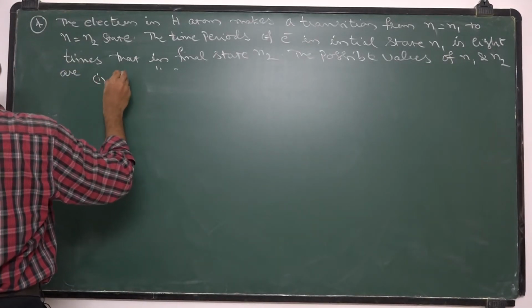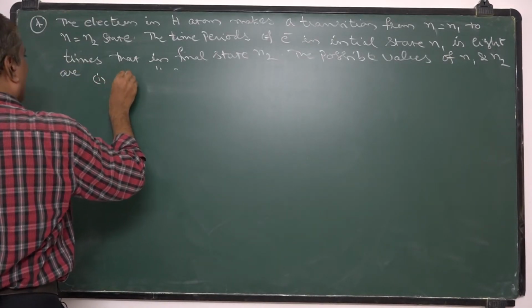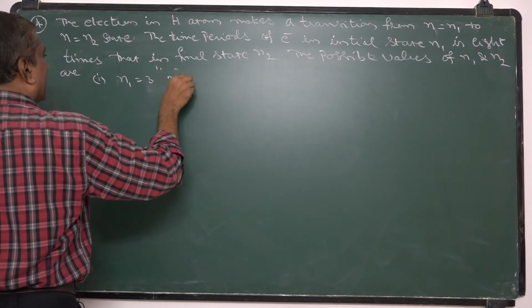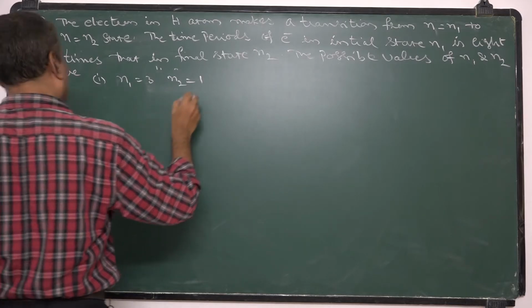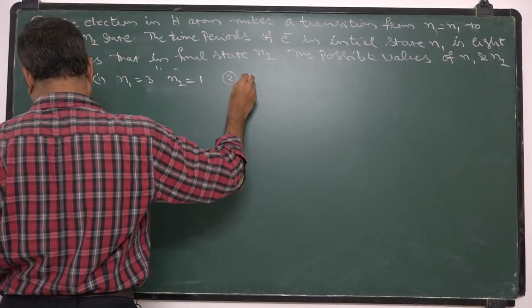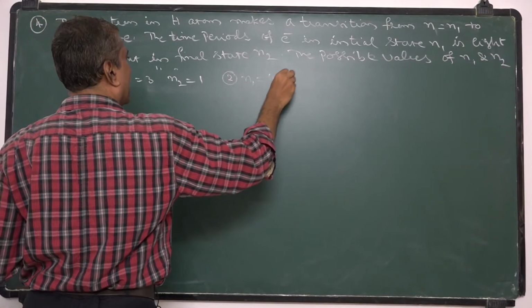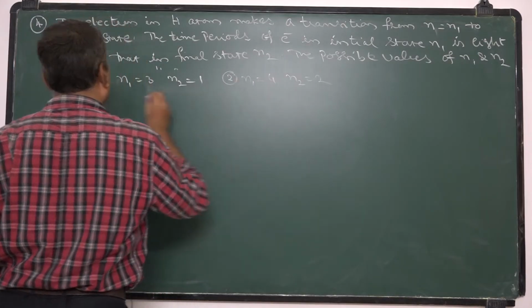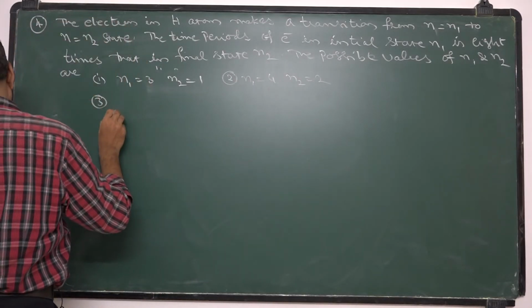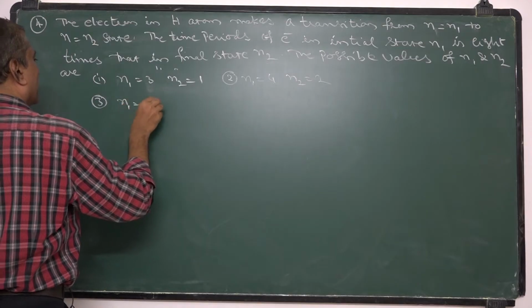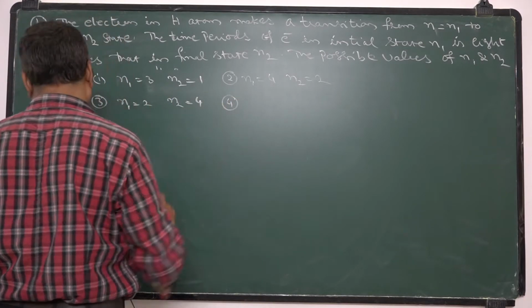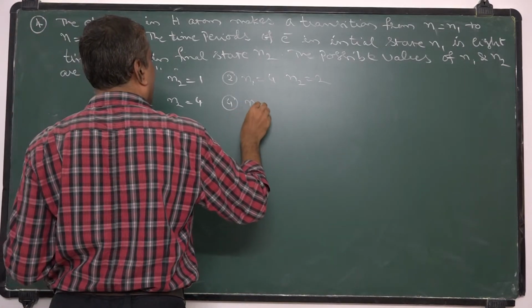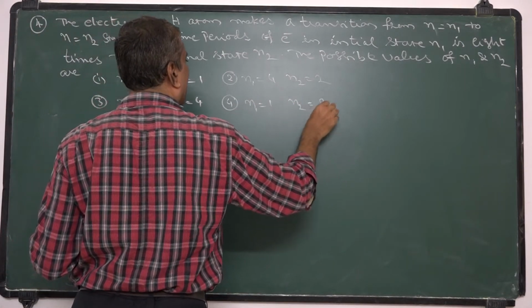Number 1, n1 equal to 3, n2 equal to 1. Second option, n1 equal to 4, n2 equal to 2. Third option, n1 equal to 2, n2 equal to 4. Fourth option, n1 equal to 1, n2 equal to 8.